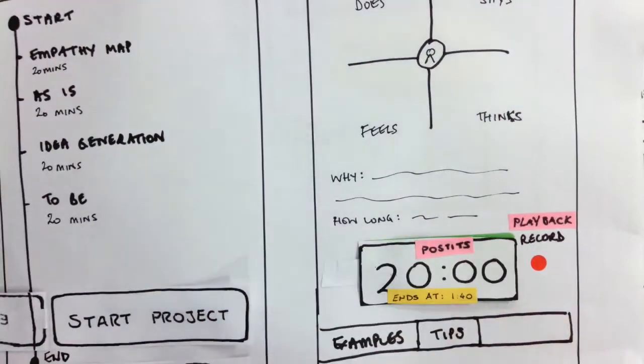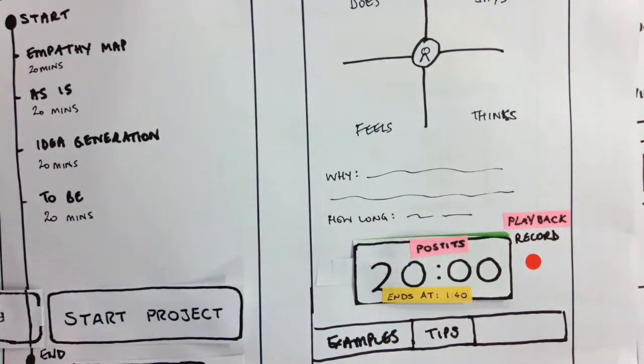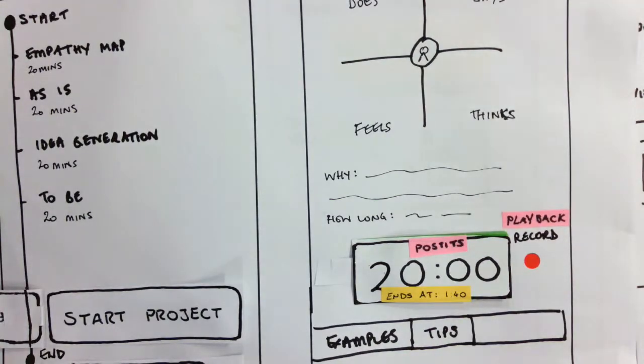The timer pops up and starts counting down, and it'll tell you the section that you're supposed to be working on, whether you're supposed to be working in silence or discussing. And then once that timer's counted down and it's time for the playback, I can click this button to record the playback, and I can film the person recording either with audio or video.